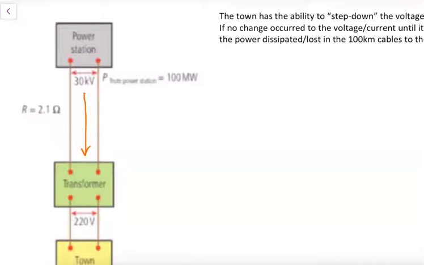30,000 volts is not useful. We would not want to have 30,000 volts coming out of our outlets. That would be dangerous. So we change it down to 220 volts to make it more reasonable. Though this is still not ideal, and let's find out why.